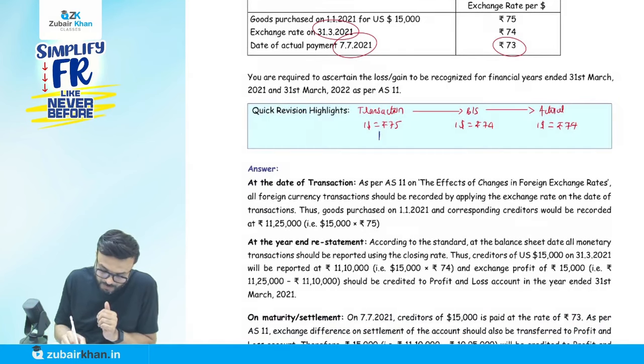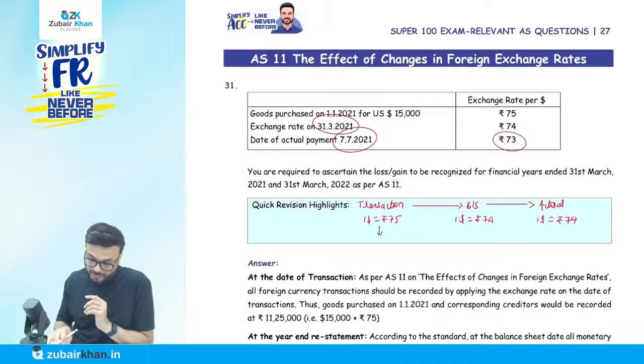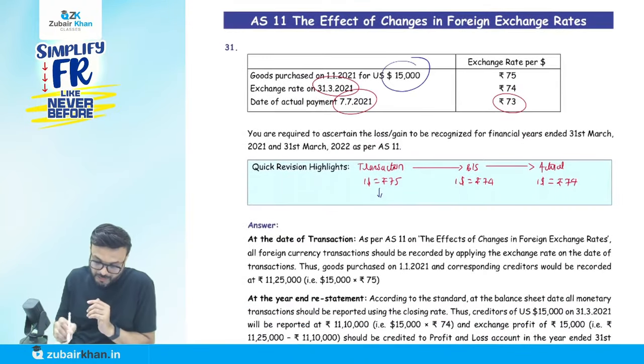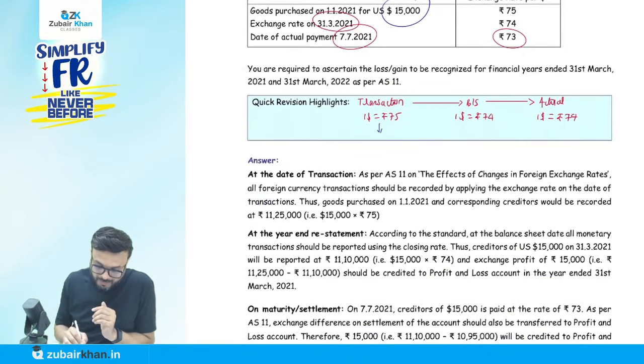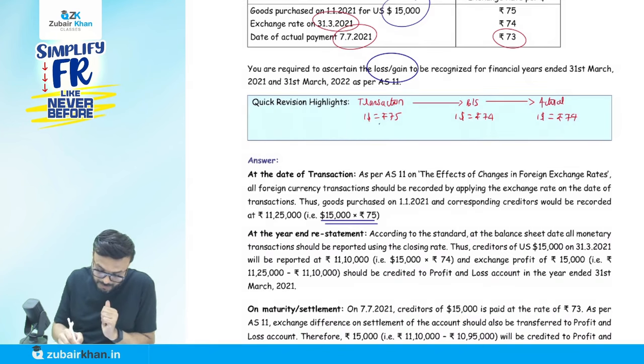Here I'm going to record initially that the purchase account will be debited. What is the price here? $15,000. So purchase account will be debited by 15,000 multiplied by 75, and creditor will be credited. They just ask the gain or losses, so here we just have to record the purchase account debited and creditor account credited. 15,000 multiplied by 75 is coming to 11,25,000.